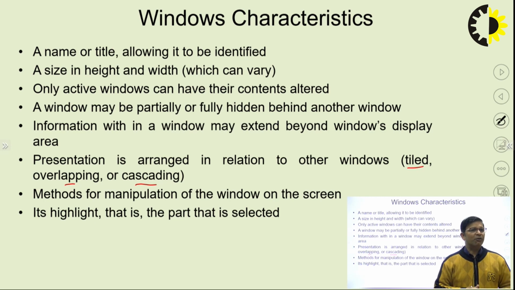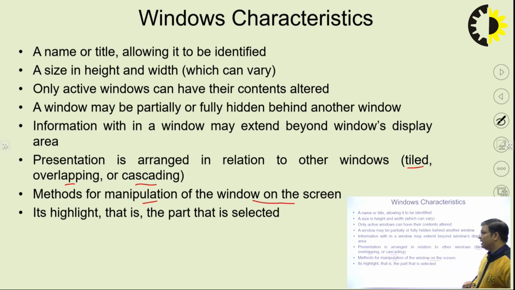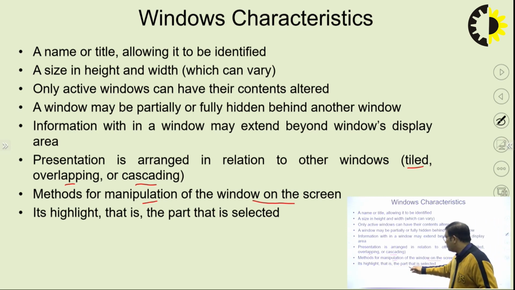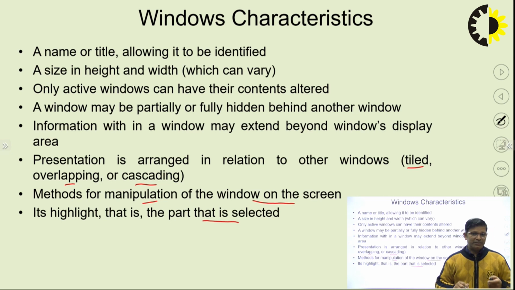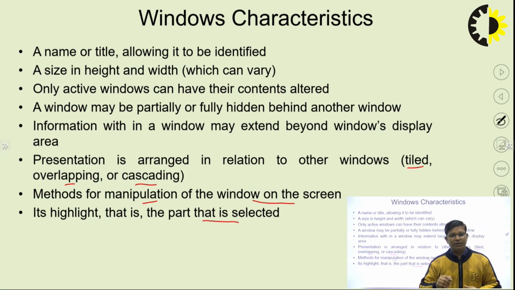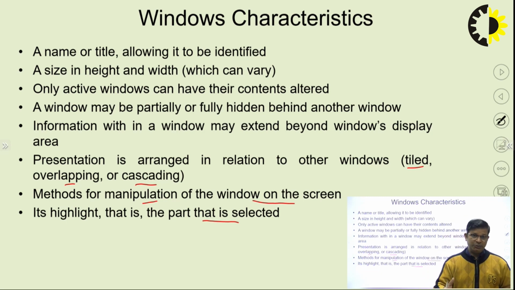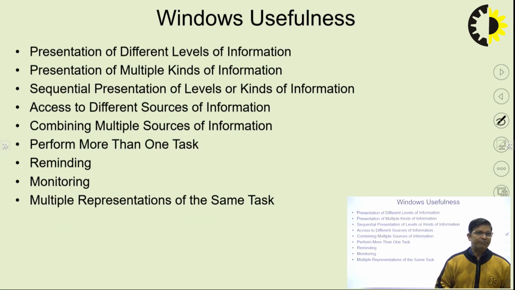But if the windows are overlapping, we have to search for which window we want to open. So, methods for manipulating the window on the screen: highlight the part that is selected. If we click on any window, or any window is selected, it should be highlighted to display that this particular window is selected by the user, or that it is the main window displayed on the screen. Window usefulness. What is the usefulness of the windows?